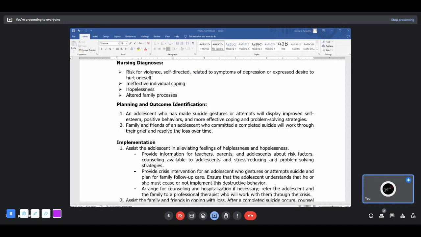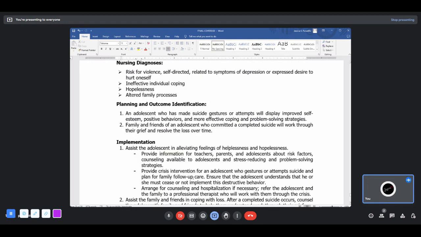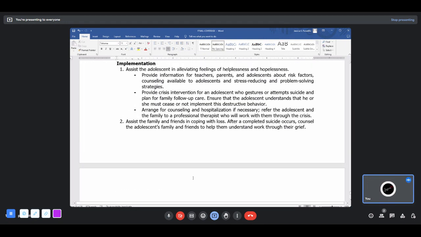For the implementation naman, okay, assist the adolescent in alleviating feelings of helplessness and hopelessness. We have to provide information for teachers, parents, and adolescents about the risk factors. Okay, counseling available to adolescents and stress-reducing and problem-solving strategies. Another one, provide a crisis intervention for an adolescent who gestures or attempts suicide and plan for family follow-up care. Ensure that the adolescent understands that he or she must cease or stop and not implement this destructive behavior. Another one, arrange for counseling and hospitalization if necessary.